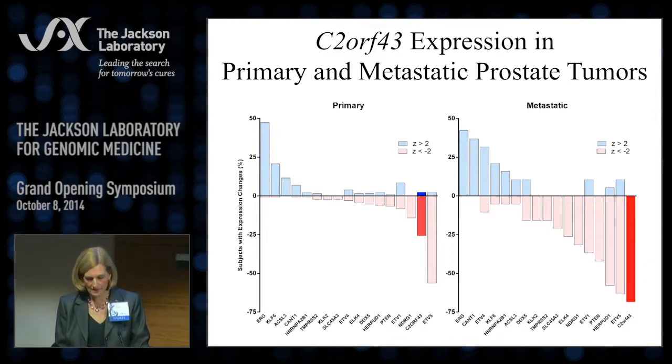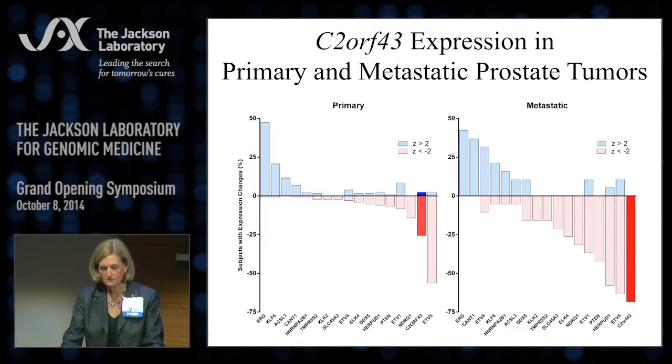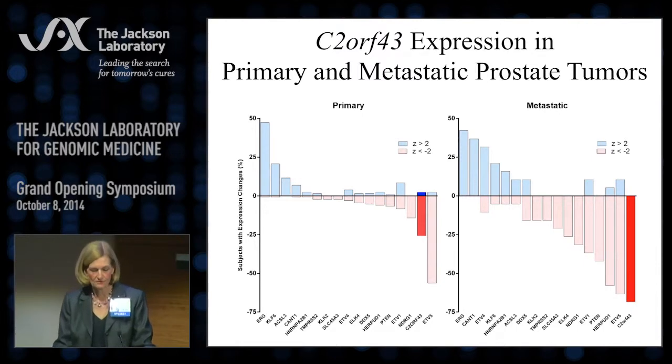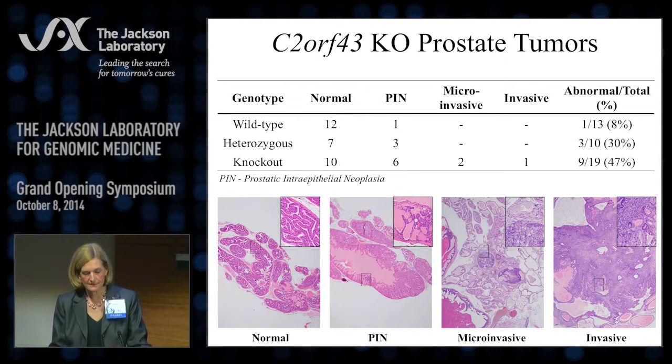Then what happened with the mice? So it turns out that we have an increased frequency of abnormal prostates in our heterozygotes and knockout mice, including some mice that appear to have microinvasive and invasive prostate tumors. So it appears that this gene has a role that we will be able to, as time goes on, perhaps even implicate more in prostate tumorigenesis, and we'll be able to use this N of 1 experiment to help us understand hearing loss and prostate tumors.